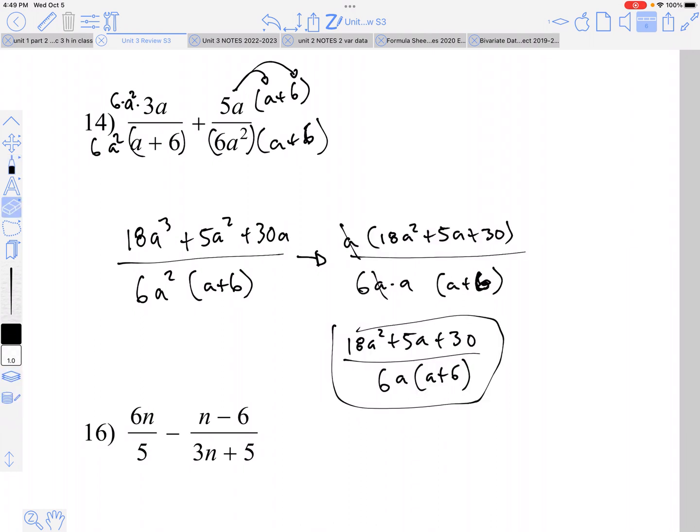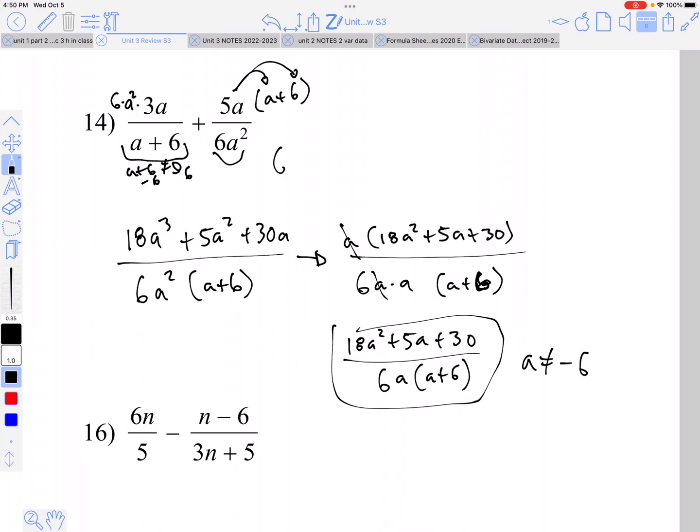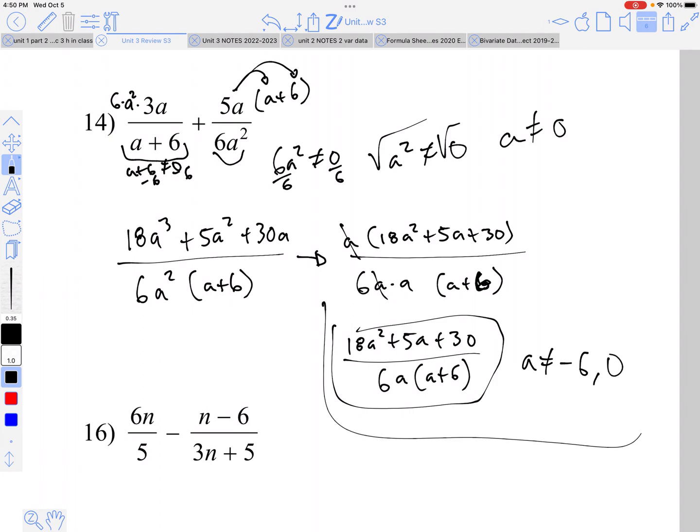Remember, we want to go back to the very beginning to find our excluded values. You cannot divide by 0. So if you look right here, a plus 6 cannot be 0, we can do it algebraically and know that a cannot be negative 6. And then here, 6a squared cannot be 0, so a squared cannot be 0 divided by 6, which is 0. Take the square root of both sides. A cannot be 0. All right, so that's an addition one.